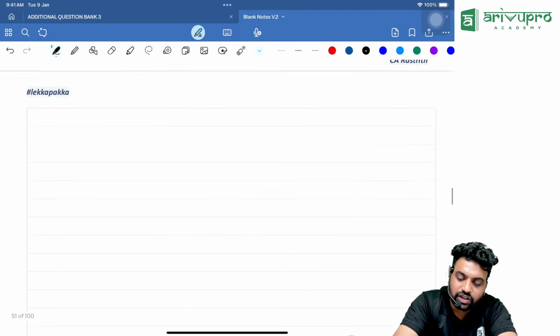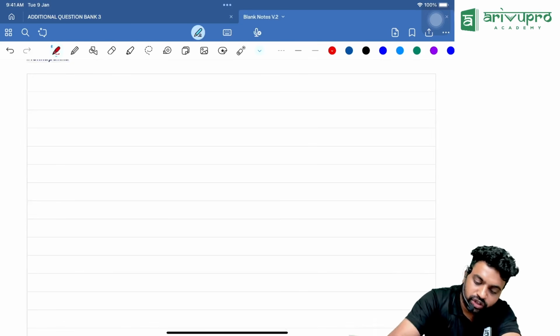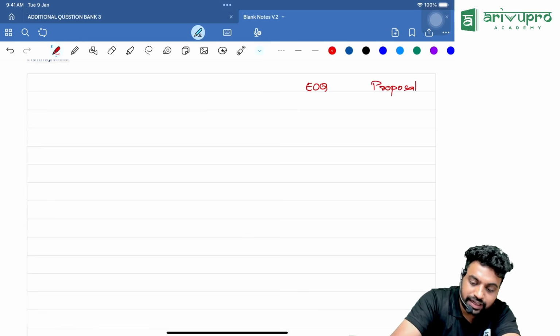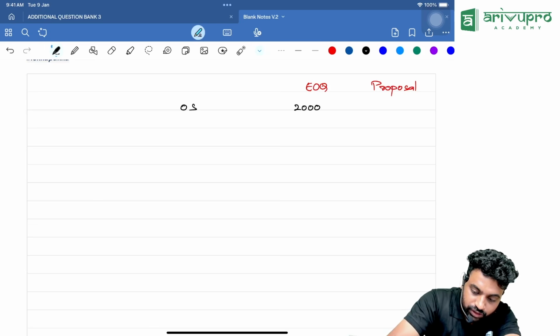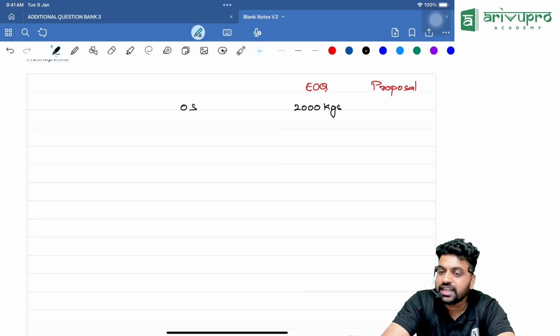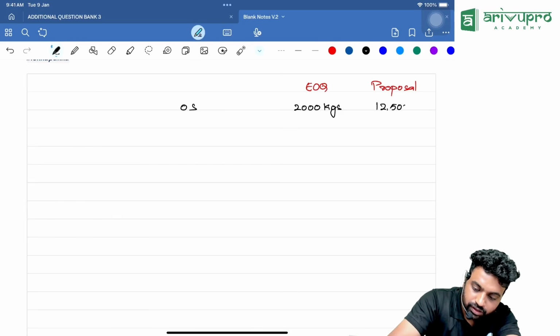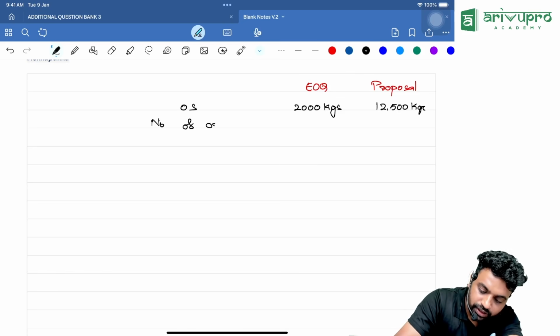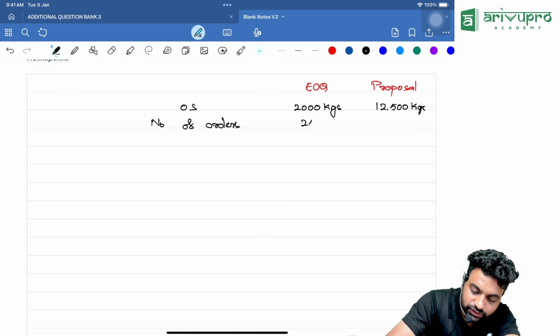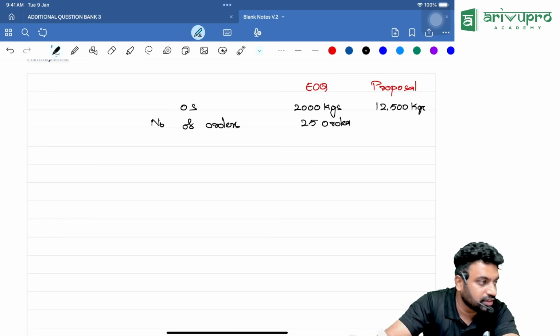For that, we should tell him the rate, no? Okay, we'll find out. EOQ and proposal. EOQ order size is how many units? 2000 kgs. In the proposal, we are planning to order 4 orders in a year. So 50,000 divided by 4 is 12,500 kgs. Number of orders: in case of EOQ, it is 25 orders, that is 50,000 divided by 2,000. In case of the proposal, 4 orders. That's what we are planning. Yes or no?